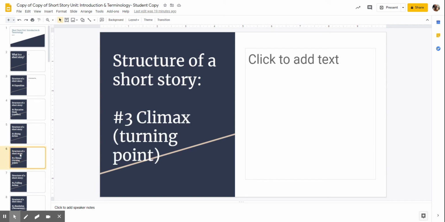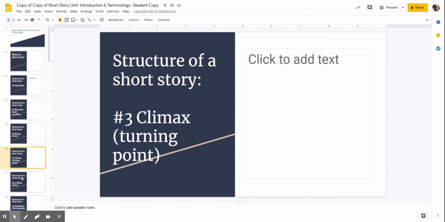Then we get to the climax, or the turning point you see right here. And the climax is simply the highest point of intensity and emotional involvement in a short story or a story. The big problem that we talked about in the narrative hook / conflict is faced. I'm sorry, not fixed, faced. So the big problem is faced in the climax. They make a decision. It's the turning point.